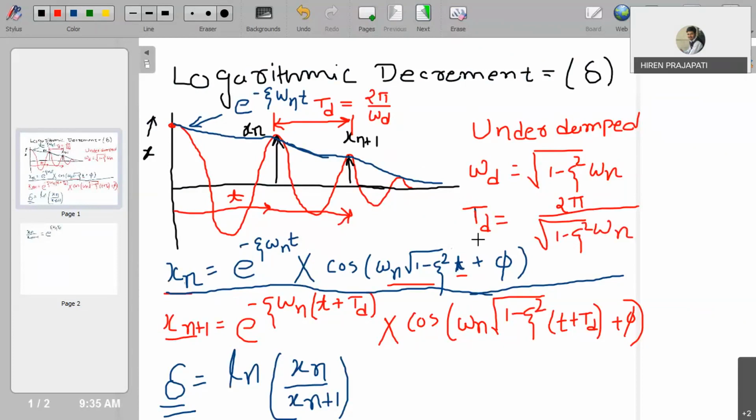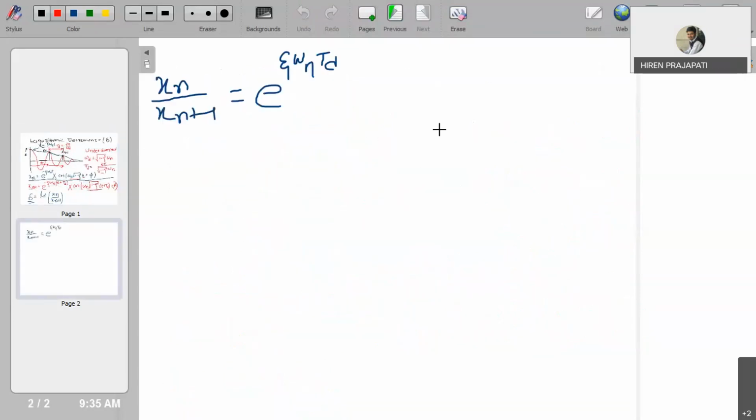So if I put this TD in this equation, then first I need to multiply this 2 plus this term with TD. Then if you look, this TD, this term and this term will be cancelled out. Then finally TD will be written as 2 pi, right? So I'm writing that term for x n plus 1 only.